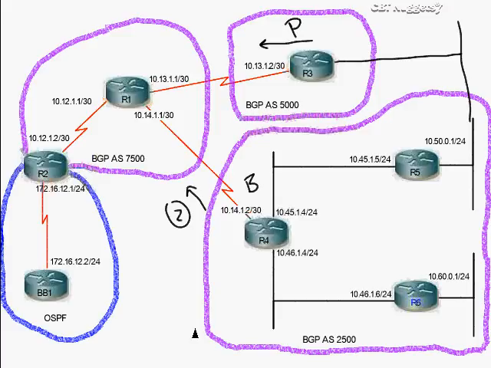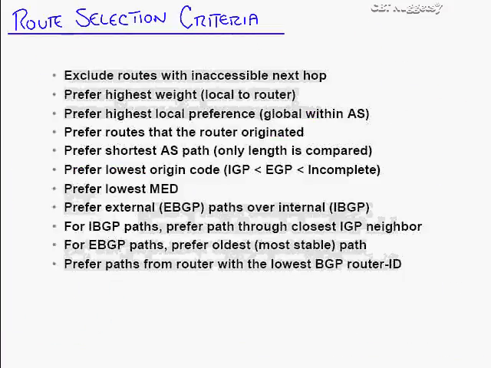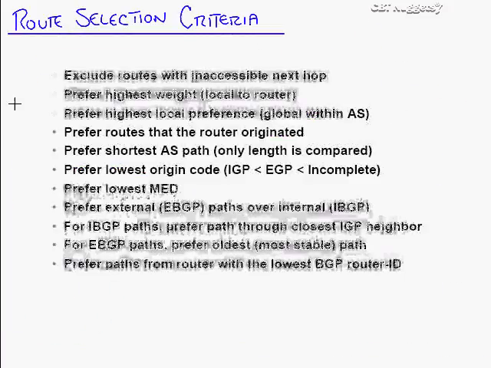Again, let's go back to our BGP attributes. What you can see looking down this list is that we're going to have a lot of attributes that are checked, but most of them will be tied by default. Prefer the highest weight. Well, unless you set the weight, this will always be the same. Prefer the highest local preference. Unless you set that, it will be the same.